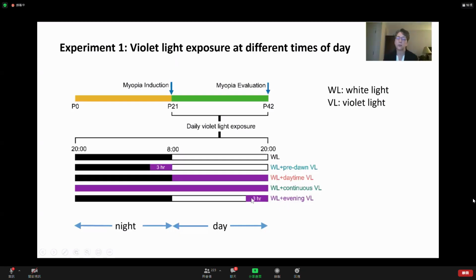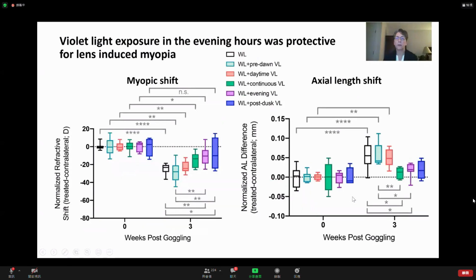So this is 3 hours of violet light right before the lights go off. And then we have 3 hours of violet light right after the lights go off. This is called post-dusk. All right, so let's see what the results are when we compare these different groups. I'm going to show you the myopic shift.